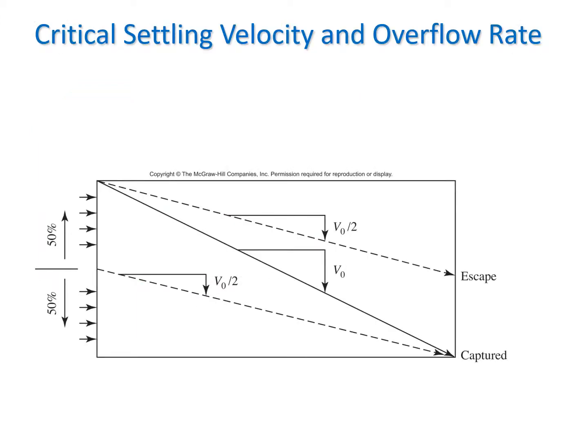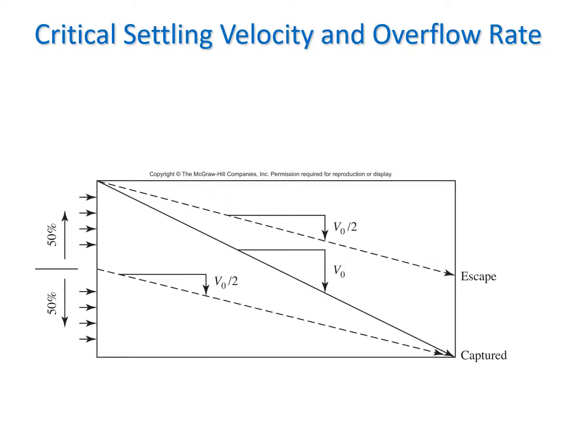Critical settling velocity and overflow rate. If you consider the water, let's say here is 50% up, 50% bottom, and you have flow here, at the half there will be half velocity, and at the top there will be half velocity. If from edge to edge there is full velocity, it means that a particle should finally settle down at the corner or be captured at the end. Otherwise, that particle will escape from the tank.